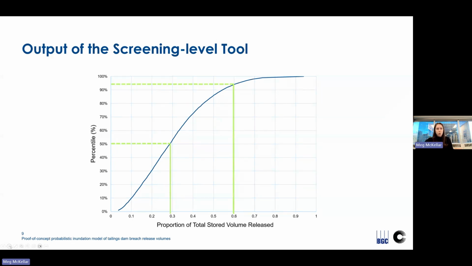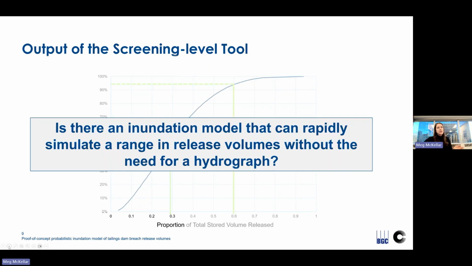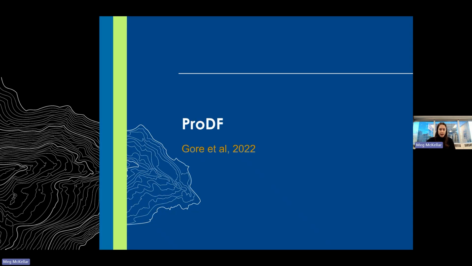But that's only going to be one outcome, and we're building this model so that we can get a probabilistic tool, something that we can assess many potential outcomes from. And so our next question was then, is there going to be an inundation model where we can rapidly simulate the range of release volumes that we've considered without the need for a proper hydrograph? And that's where we turned to ProDF.